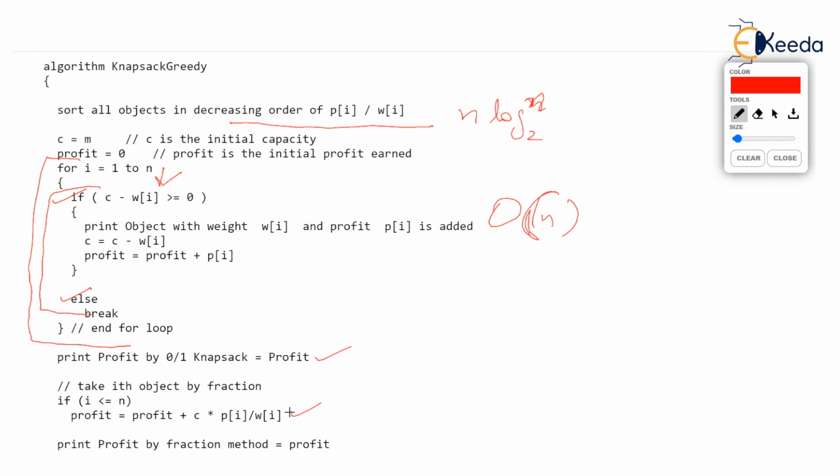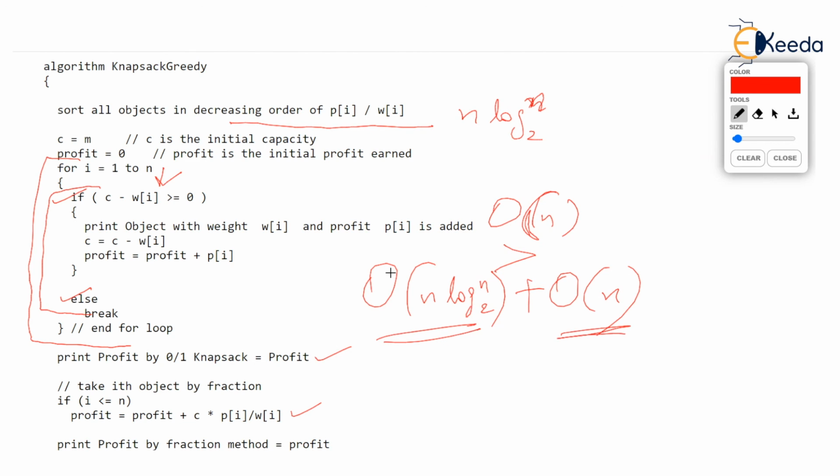So the total time taken is order of n log n to the base 2 plus order of n. They are back to back, isn't it? Now you know that n log n to the base 2 is greater than n. So according to our methodology, we will say the time taken is order of n log n to the base 2, provided you use an efficient sorting technique like quick sort.